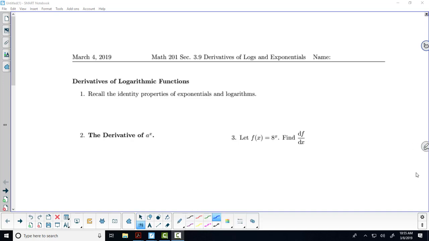At this point, I wanted to review your properties of logarithms and exponentials. I'll let you do that on your own.